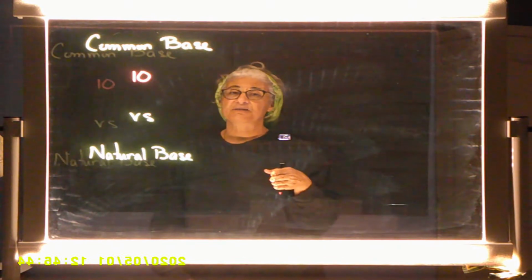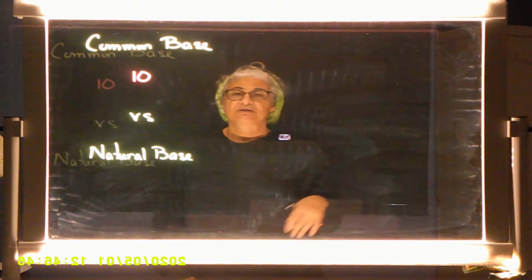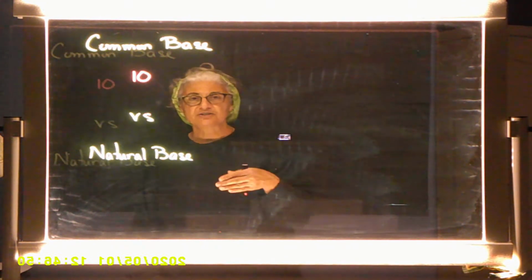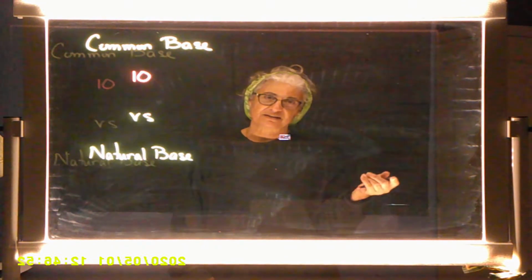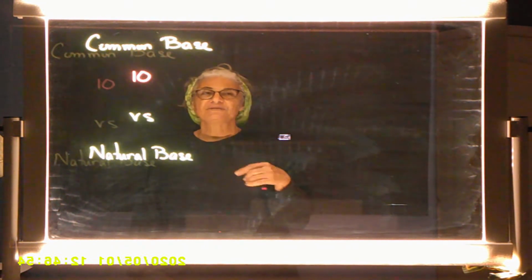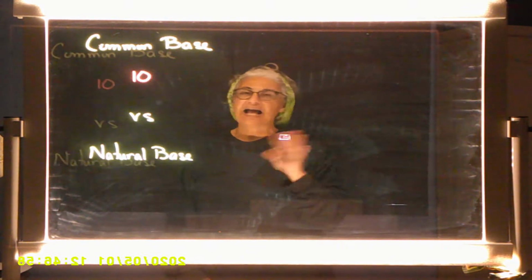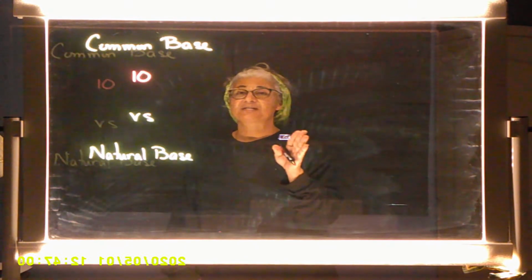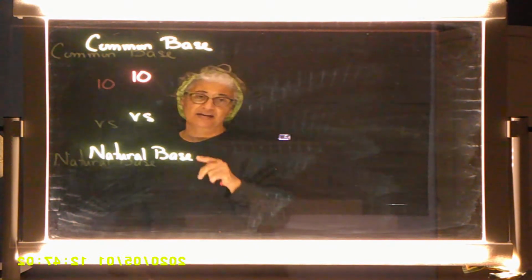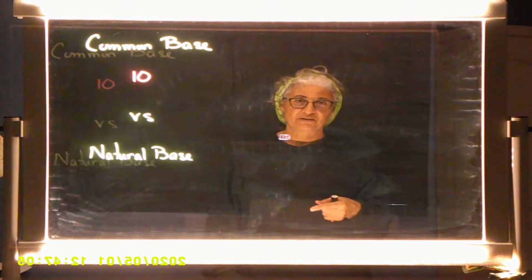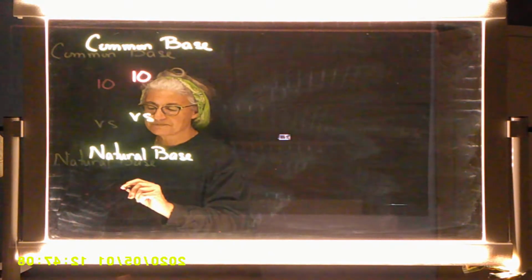We have the ones place. Well, that's 10 to the 0. We have the tens place. Well, that's 10 to the first. We have the hundreds. That's 10 to the second. With me? We even have the tenths place, which is 10 to the negative 1. Our whole number system is based on 10. The common base is 10. Good? There's another base that we deal with quite often, and that base is e.